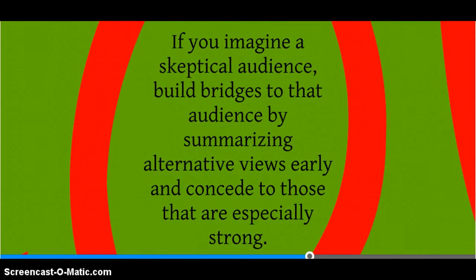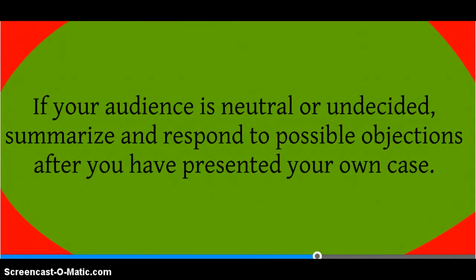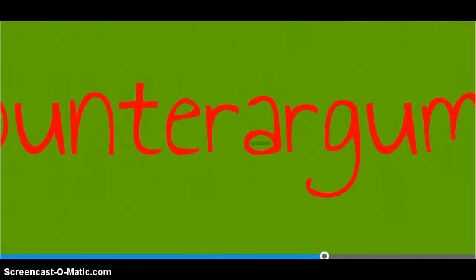But if you imagine a skeptical audience, it's most important to build bridges to your audience by summarizing alternative views early and conceding to those that are especially strong. On the other hand, if your audience is neutral or undecided, it might be better to summarize and respond to the possible objections after you have presented your own case.